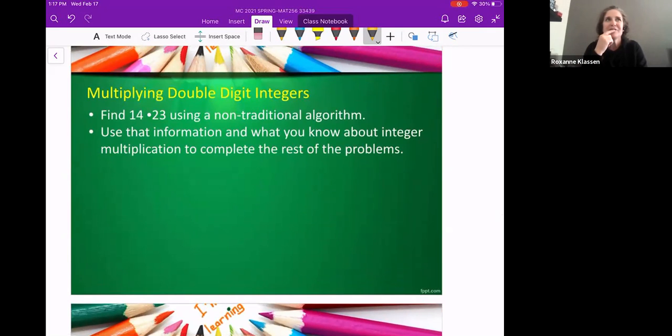Do a quick flashback for me. I know we just have a minute, but do you remember how to do 14 times 23 a non-traditional way? Do it. This will be a fun little warm up, right? I mean, close up because we're almost done. But do 14 times 23. Just get your math brain going again.